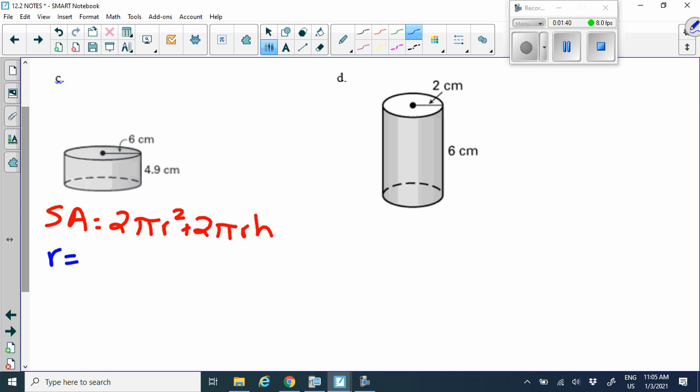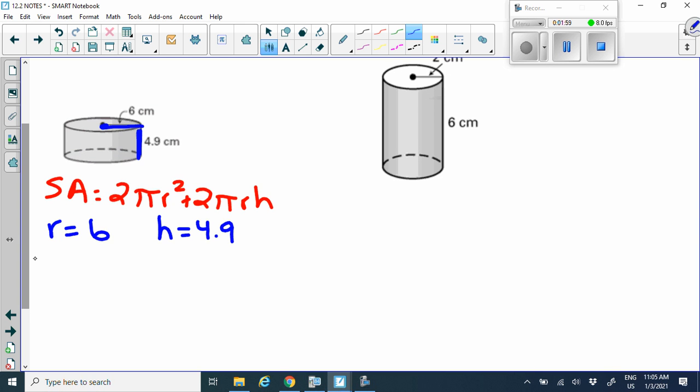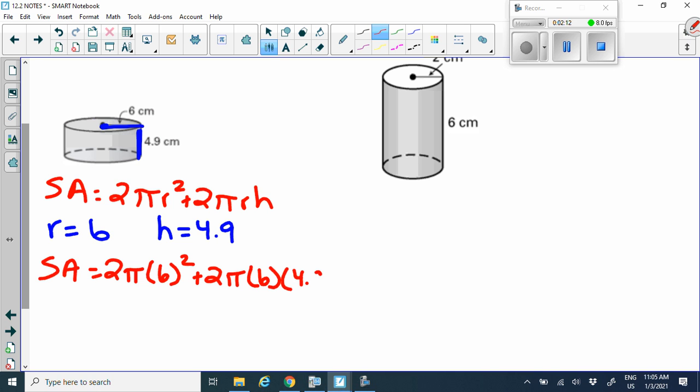So the radius here, notice that 6 is pointing to like a line here. That is actually going to be our radius, okay? And then our height, which is going to be the up-down or the vertical, in this case, it's going to be 4.9. So now we just plug it into our formula, and then we put it into our calculator. So we have 2 times pi times 6 squared, plus 2 times pi times 6 times 4.9.